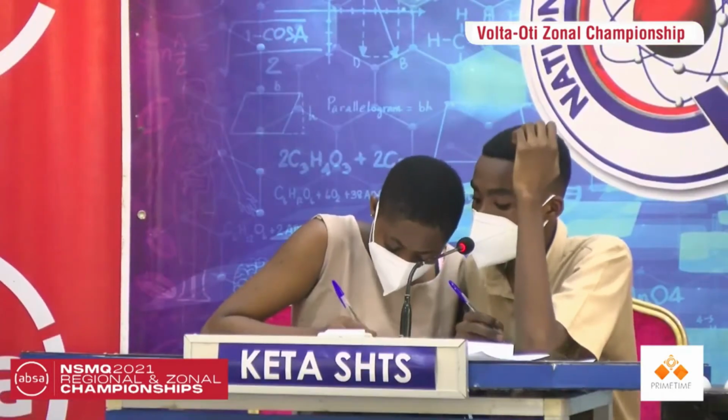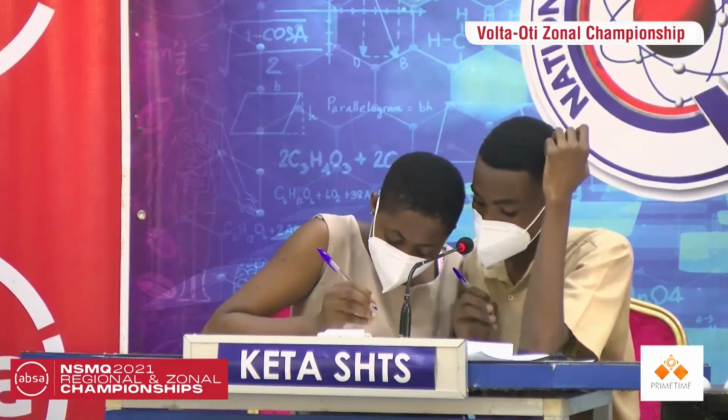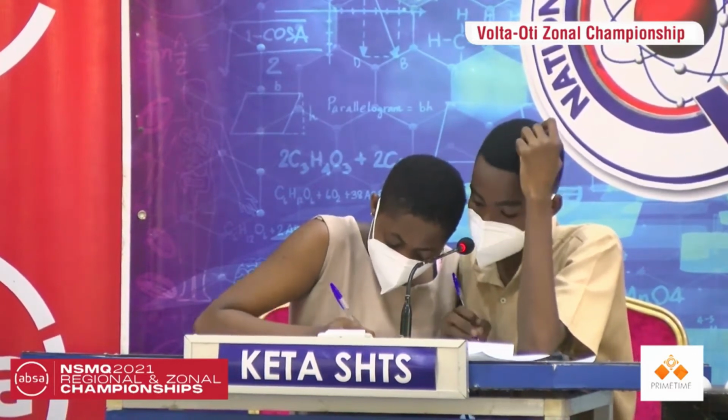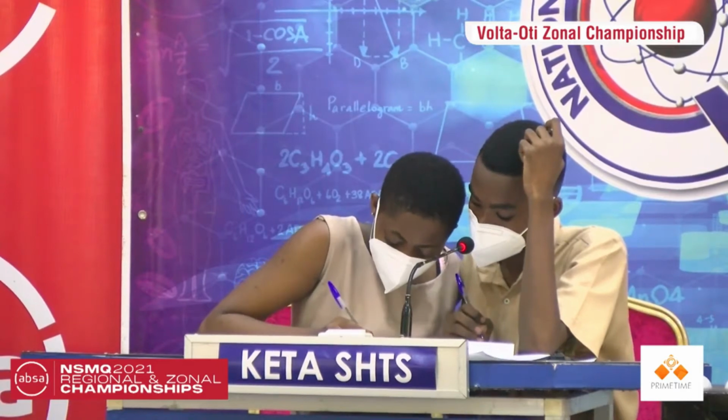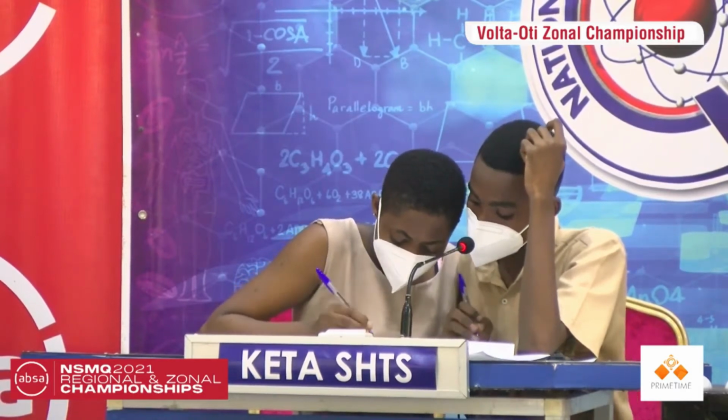A sparingly soluble salt AB2, so AB subscript 2, has solubility product Ksp 2.56 times 10 to the power negative 22 at 28 degrees Celsius. Calculate the solubility of the salt at 28 degrees Celsius. 4.00 times 10 to the power negative 8 mole per dm cube.